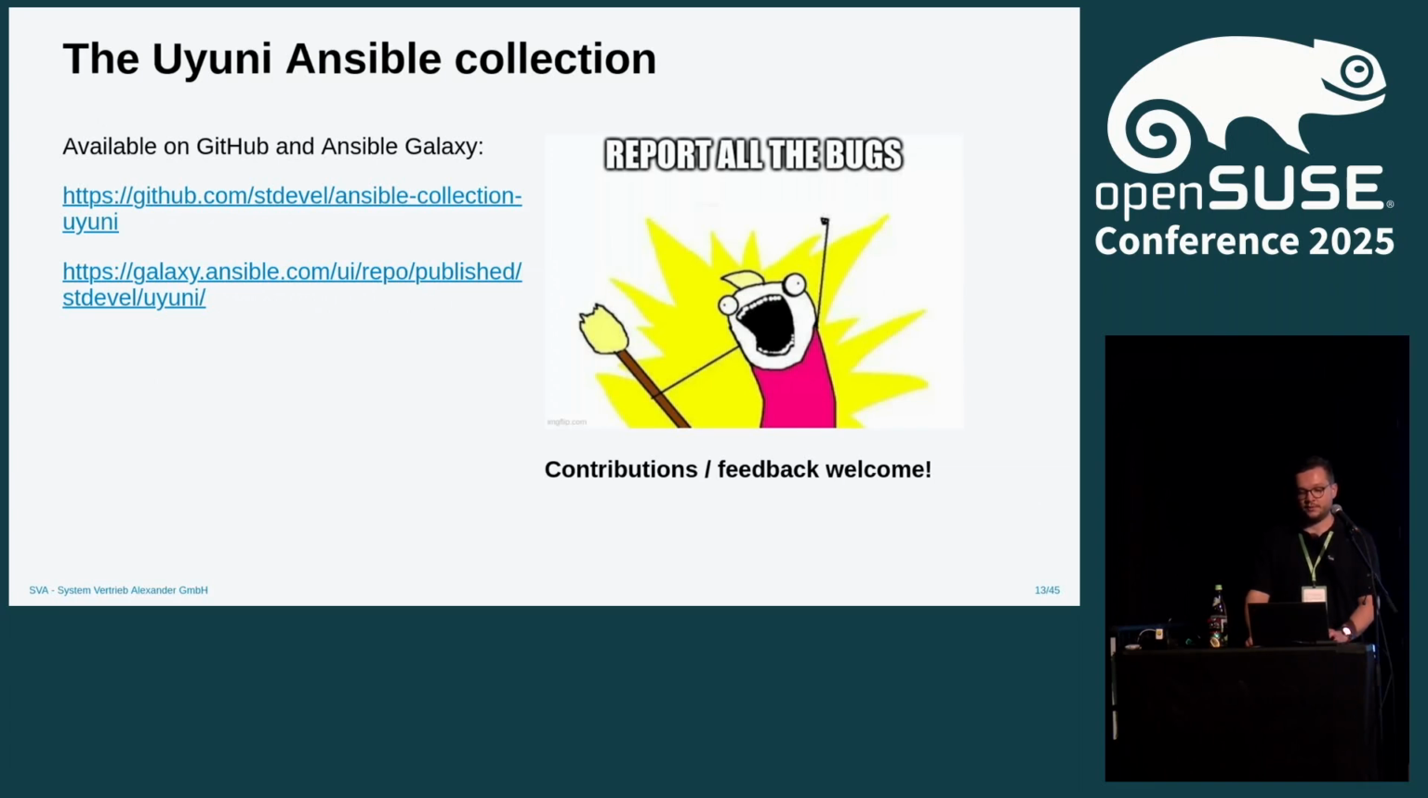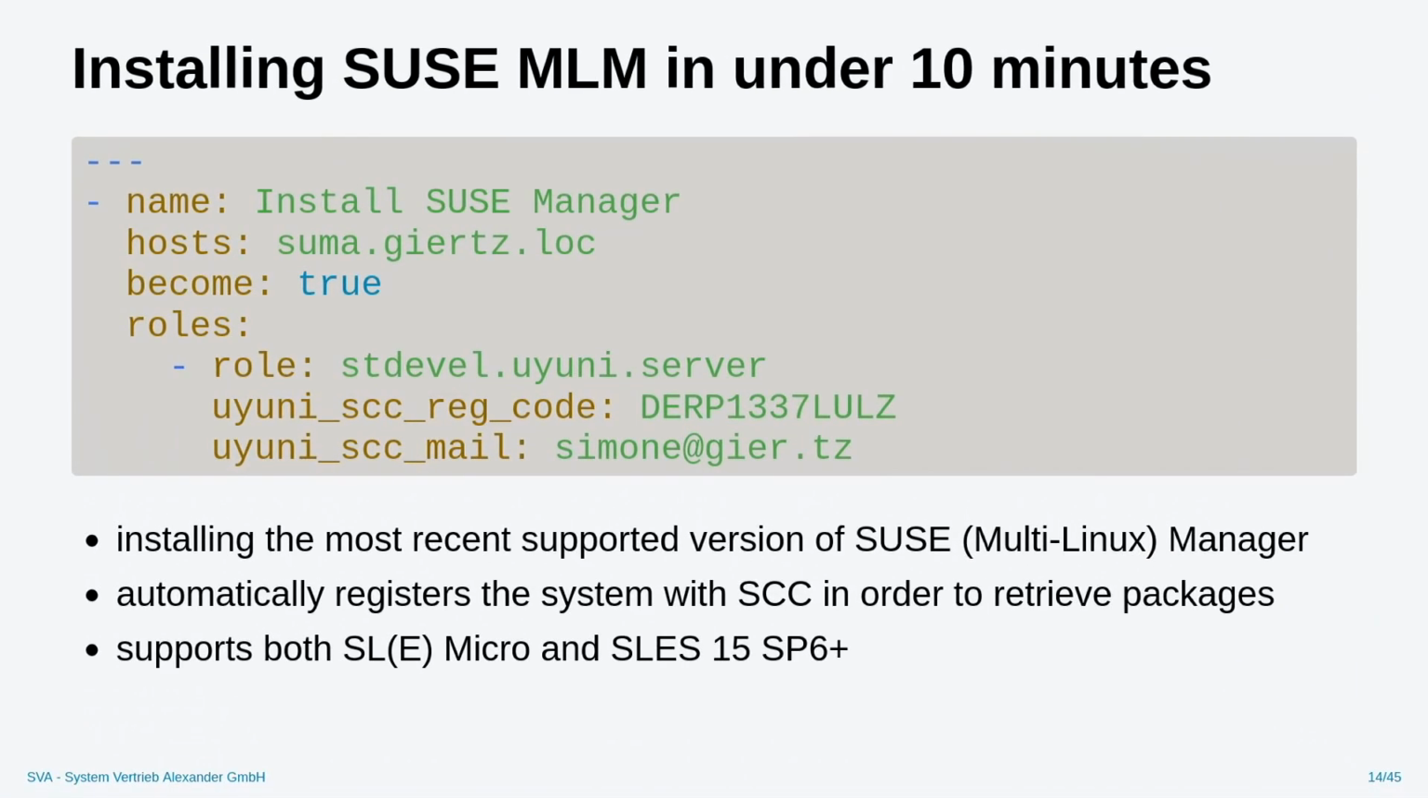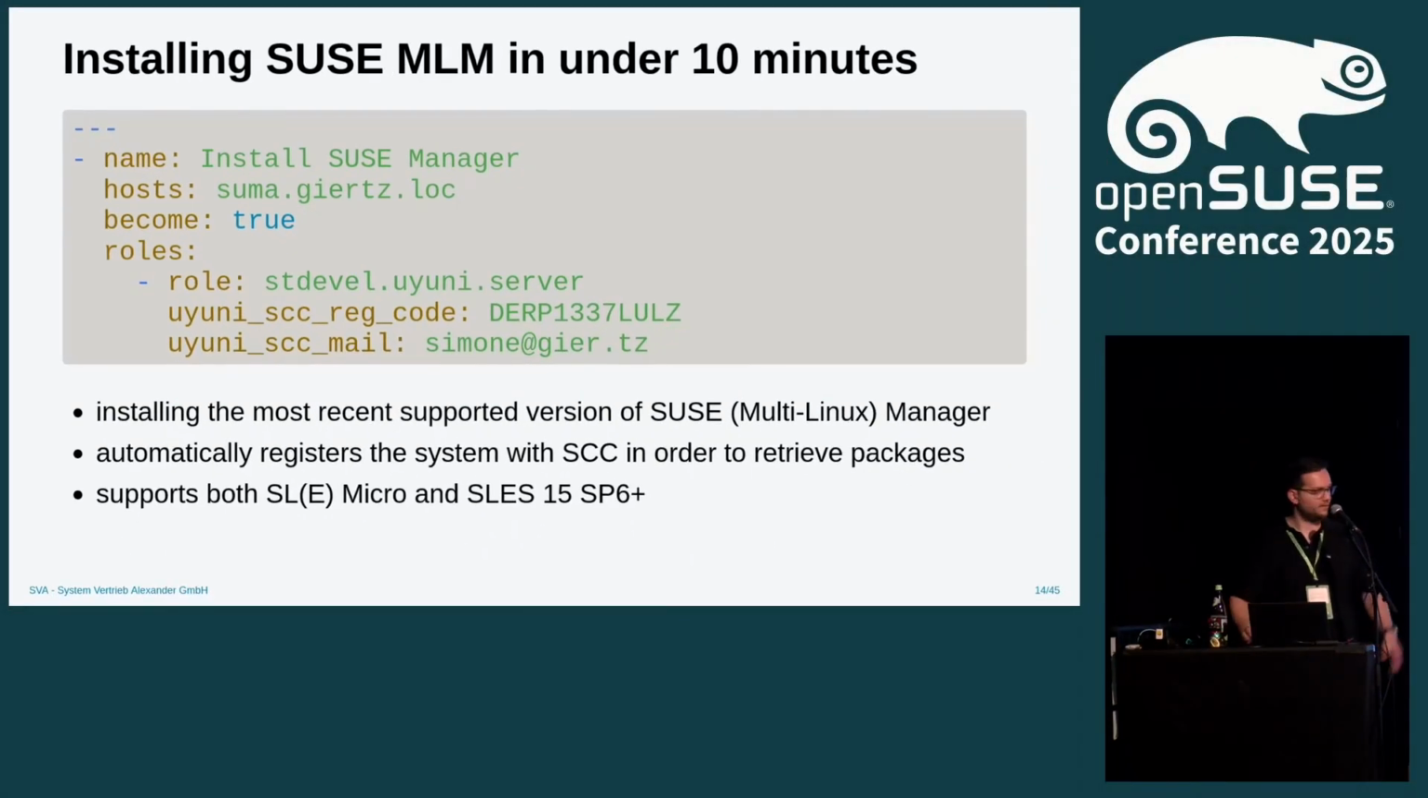And yeah, I will show you some examples to get started with the Ansible collection. The following example gets you a working SUSE Multi-Linux Manager in under 10 minutes. So this is a very basic Ansible playbook. If you have seen Ansible code before, this might look familiar to you. We basically have a collection of hosts. We are using root privileges, and then we are using the stdevel.uyuni.server role. And because we are installing the enterprise variant, we need to enter a registration code and the mail address for the SUSE Customer Center, which is entered here. Those are not valid credentials, so you can try, but I don't know whether it will work.